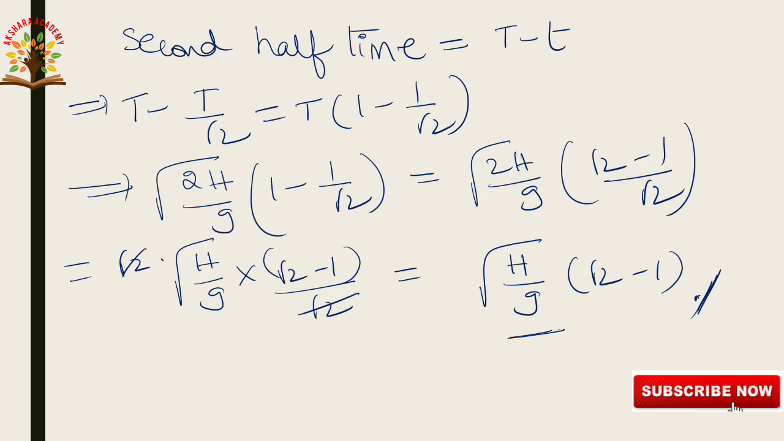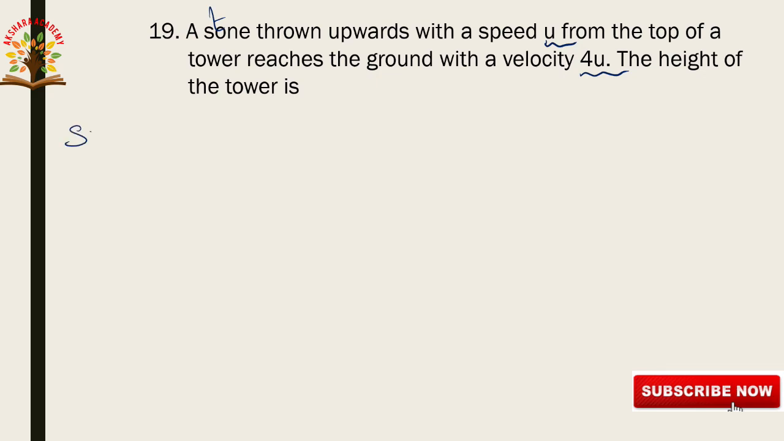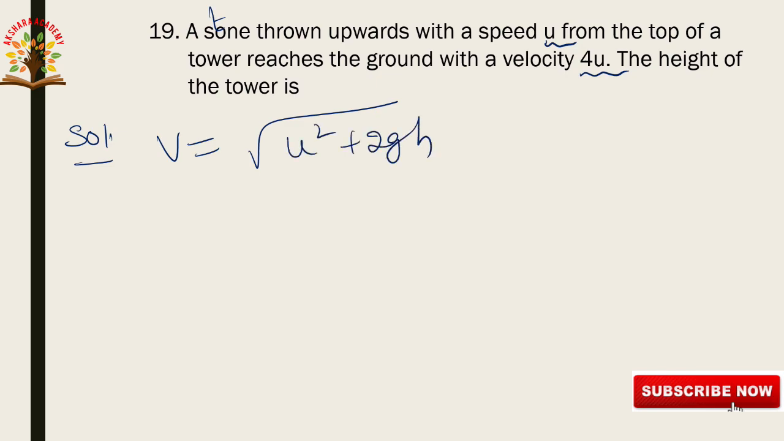Okay, next we will go to the next question. 19th one. A stone thrown upward with speed u from the top of a tower reaches the ground with a velocity 4u. The height of the tower is, now we are calculating the height of the tower. From the third equation of motion, v square is equal to u square plus 2gh. V is given as 4u. So substituting, 4u whole square is equal to u square plus 2gh.